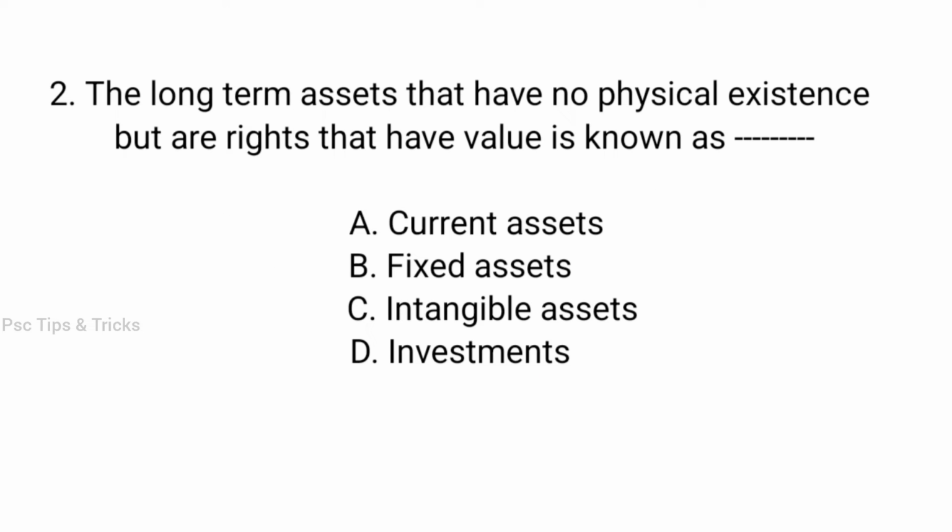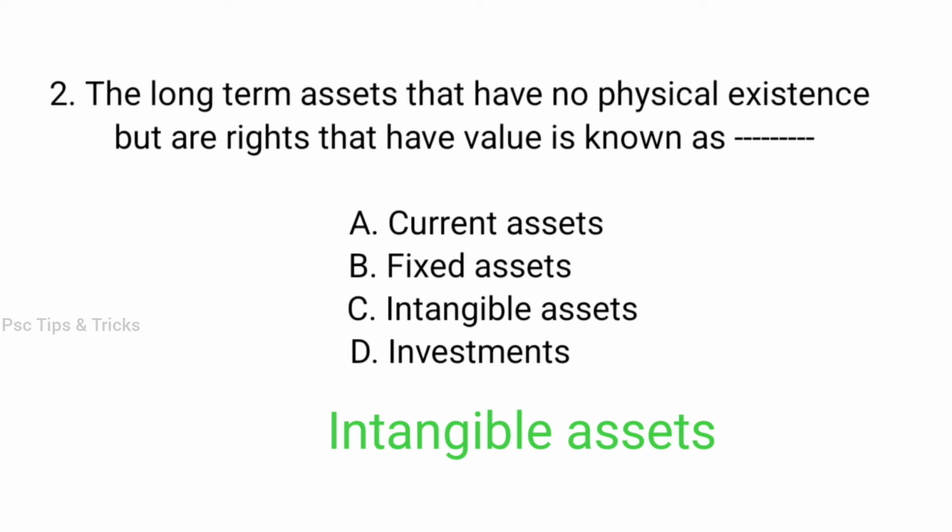The long-term assets that have no physical existence but are rights that have value is known as dash. Current assets, fixed assets, intangible assets, investments. Answer: option C, intangible assets. An intangible asset is an asset that is not physical in nature. Goodwill, brand recognition, and intellectual property, such as patents, trademarks, and copyrights, are all intangible assets.